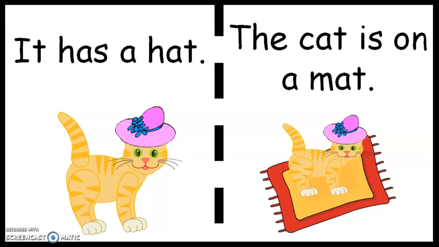Let's see what the cat is doing. It has a hat. It has a hat. Let's read the next page. The cat is on a mat. The cat is on a mat.